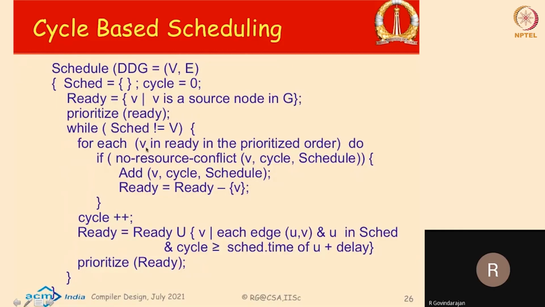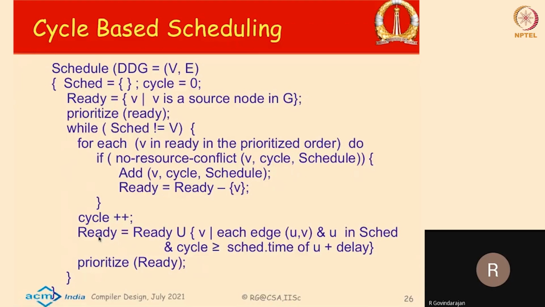Then you start taking nodes from the ready queue and schedule them. If there is no resource conflict, you will schedule them at the same cycle, and you will introduce them in your schedule and remove those nodes from the ready queue. Then you keep scheduling all the nodes in the ready queue as much as you can for the current cycle. Once you have exhausted all of them, or once you have used all your resources, you will go to the next cycle.